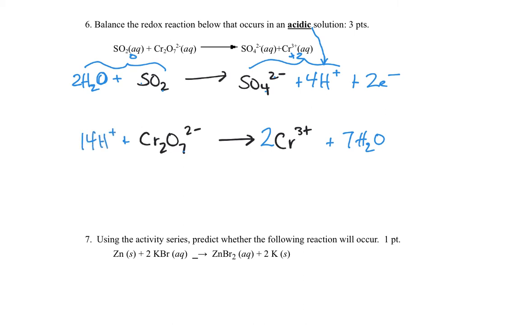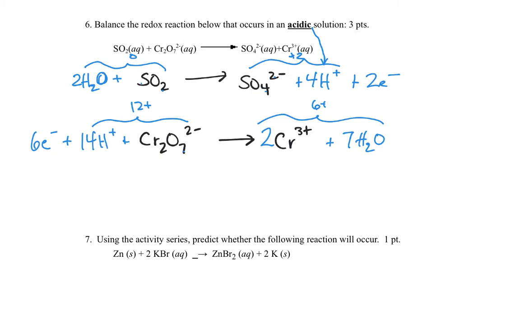And then I have to balance the charges. So what's the charge up here? We have 14 plus and 2 minus, so that's 12 positive. And on this side we have 6 plus, so 6 positive. So that means that in order to balance them, I'm going to have to add 6 electrons over on this side of the equation. All right, so now that is balanced out, what are we going to do?